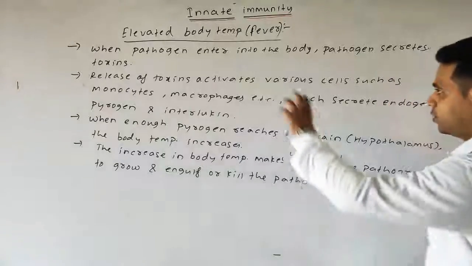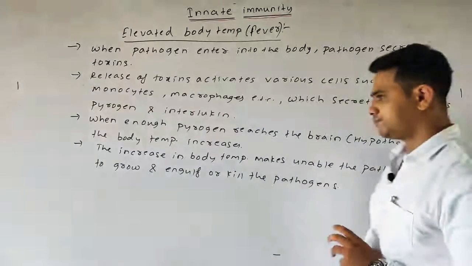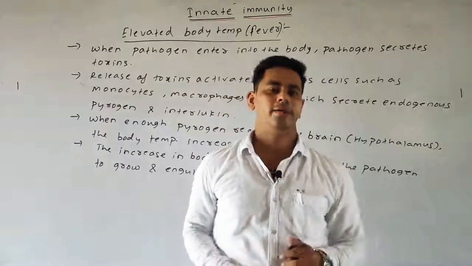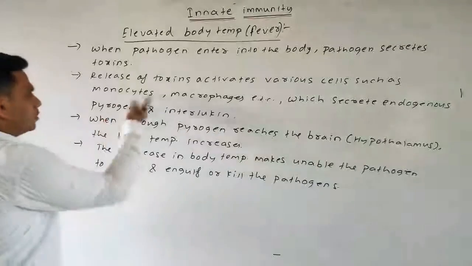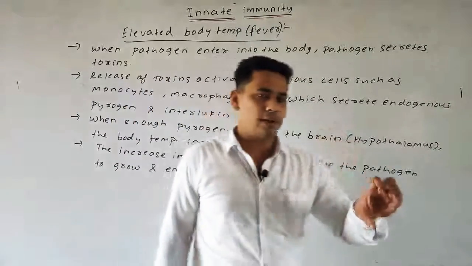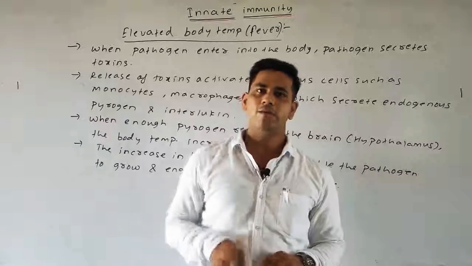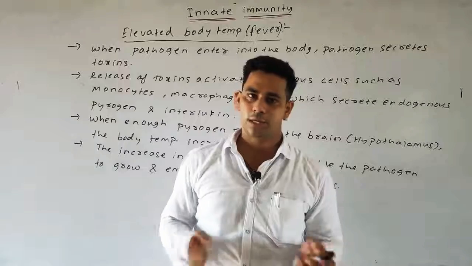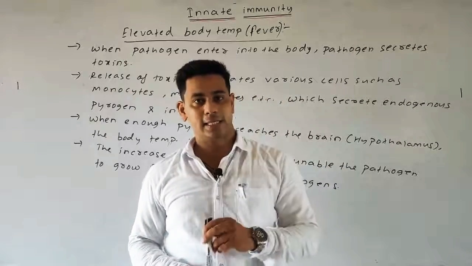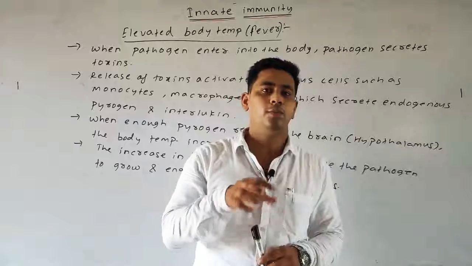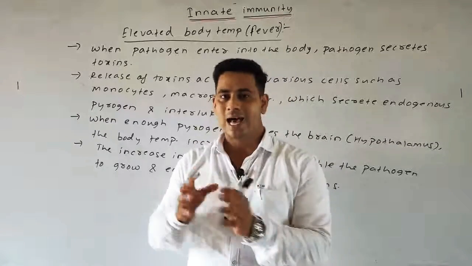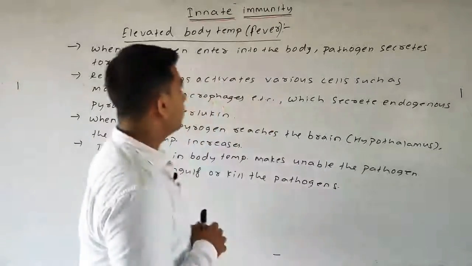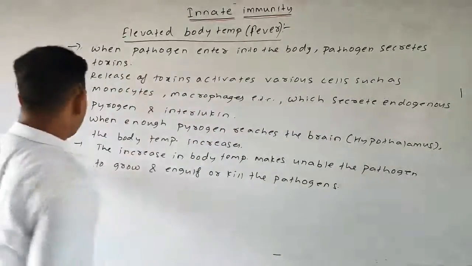Firstly, when the pathogen enters our body, it secretes various toxins. As the toxins are secreted, they activate various cells such as monocytes or macrophages, which secrete the endogenous pyrogen and the interleukin. When enough pyrogen reaches the hypothalamus region of the brain, the body temperature increases. As the body temperature increases, the pathogens are unable to grow further, and they are engulfed by the activated phagocytic cells. Okay, so this is all about your elevated temperature and fever. Please note down.